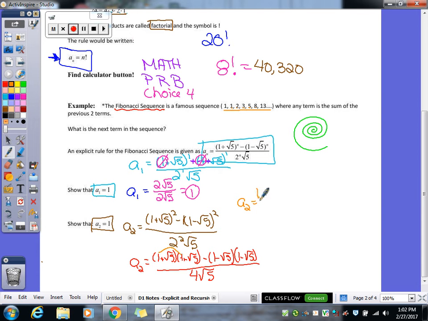So 1 times 1 would give us a 1. 1 times the square root of 5 would give us what? Square root of 5. Square root of 5 times 1. And then square root of 5 times square root of 5 would be 5. So now we need to multiply that other one out. 1 times 1. 1 times negative square root of 5. Negative square root of 5 times 1. And then negative square root of 5 times negative square root of 5, positive 5. And again, that's all over 4 square root of 5.